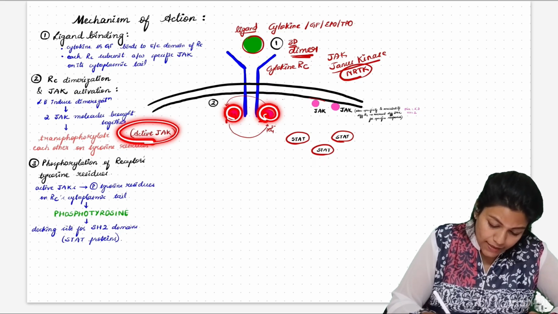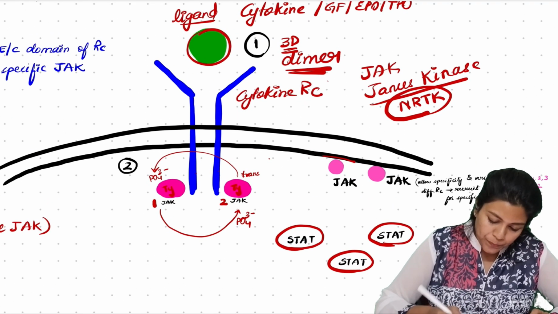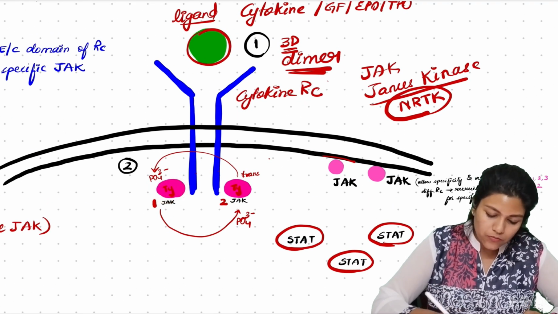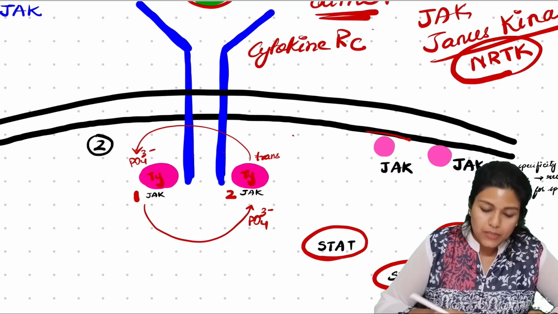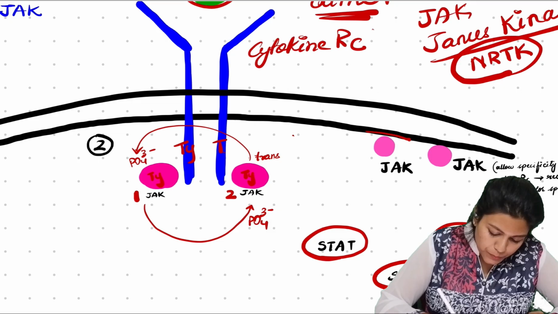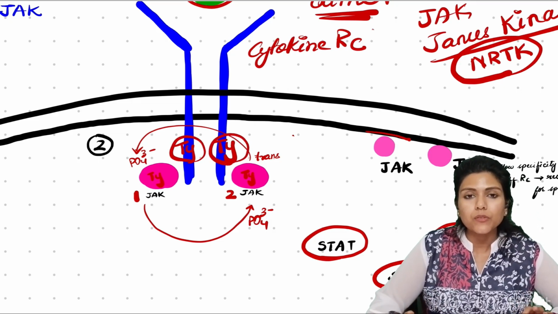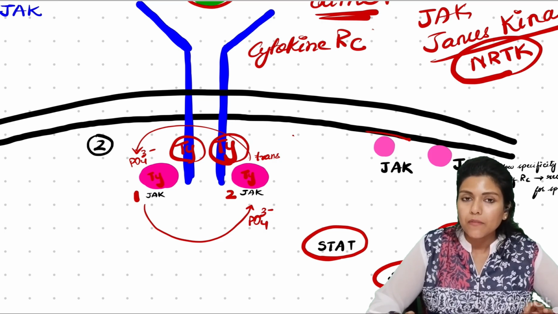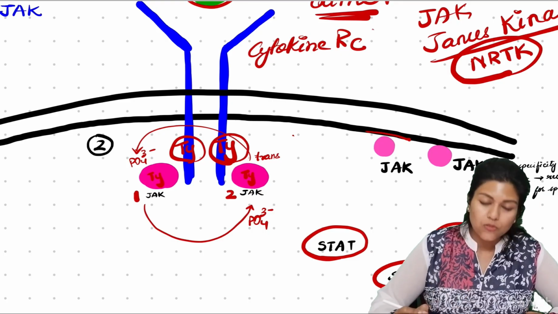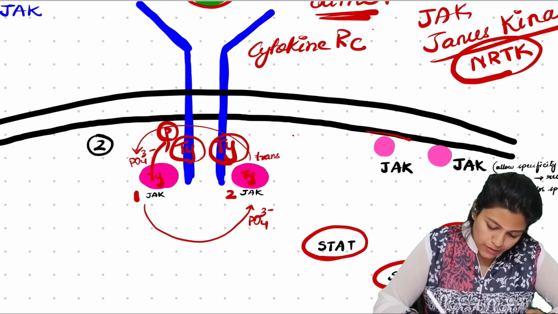Now these active JAKs cause phosphorylation of the receptor's tyrosine residues. The receptor cytosolic tail will also have a tyrosine residue. The receptor has amino acids, among which tyrosine is one. The tyrosine residue present in the cytosolic tail will also be phosphorylated by this JAK.